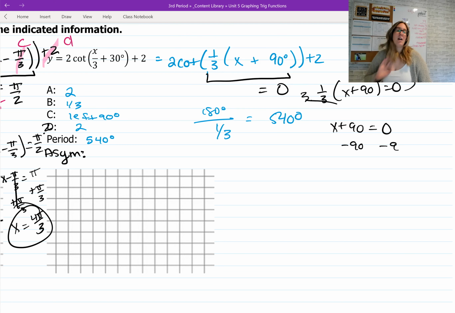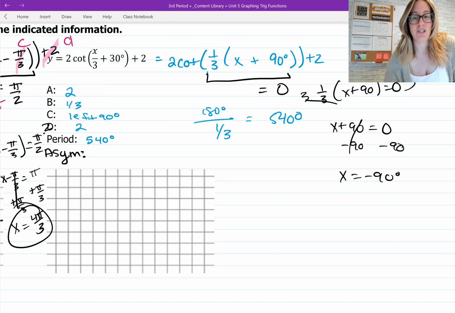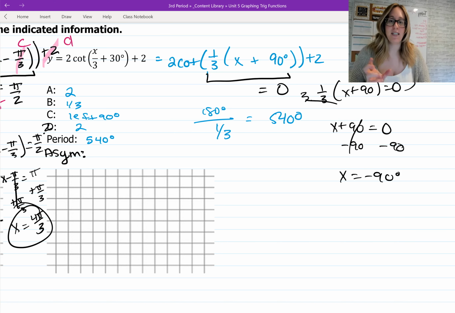Since we start at 0, there's nothing funky. Your first asymptote is just whatever your phase shift is, which is not the case for tangent. For tangent, you have to not just do the phase shift, you have to deal with the fact that it starts at pi over 2 or 90 degrees, so you have to deal with that separately. Anyways, cotangent is easier to graph than tangent in my opinion. So your first asymptote is at negative 90.